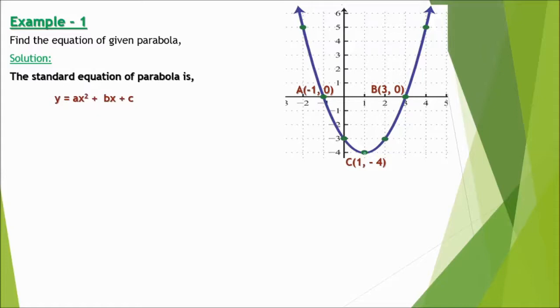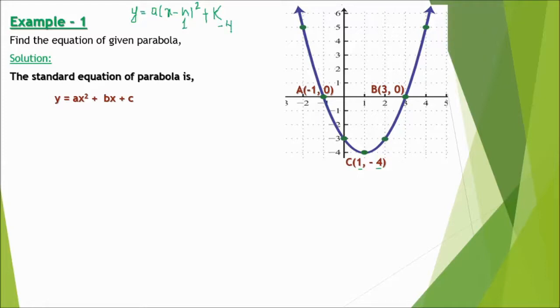Now in the shortcut method, we are going to use another form of parabola, the vertex form, which is y equals a times (x minus h) whole square plus k. Here we know the vertex. The vertex is (1, minus 4). So the values of h and k are 1 and minus 4.